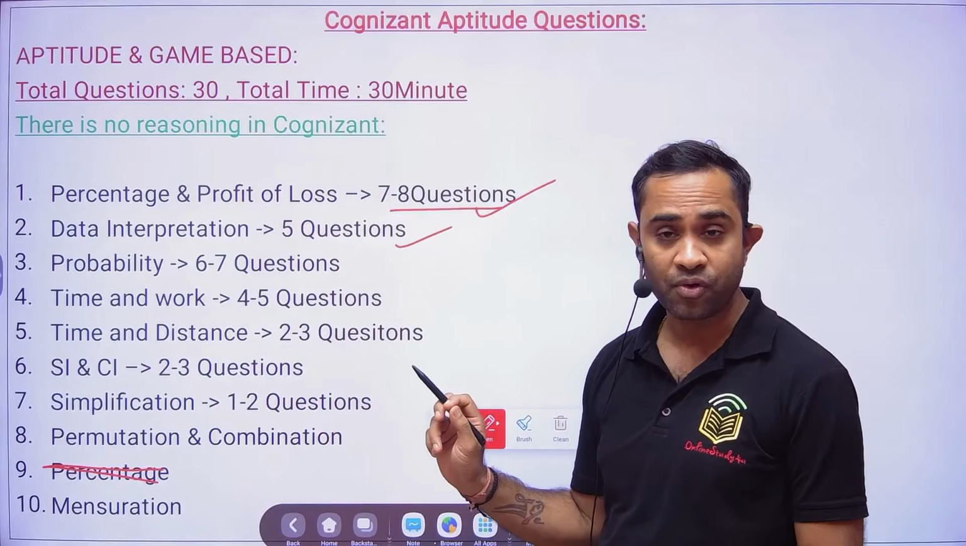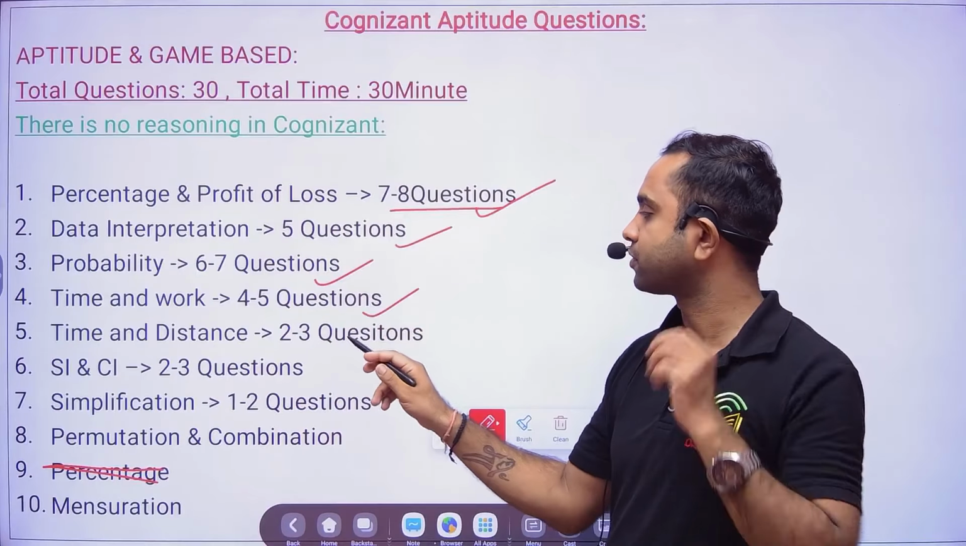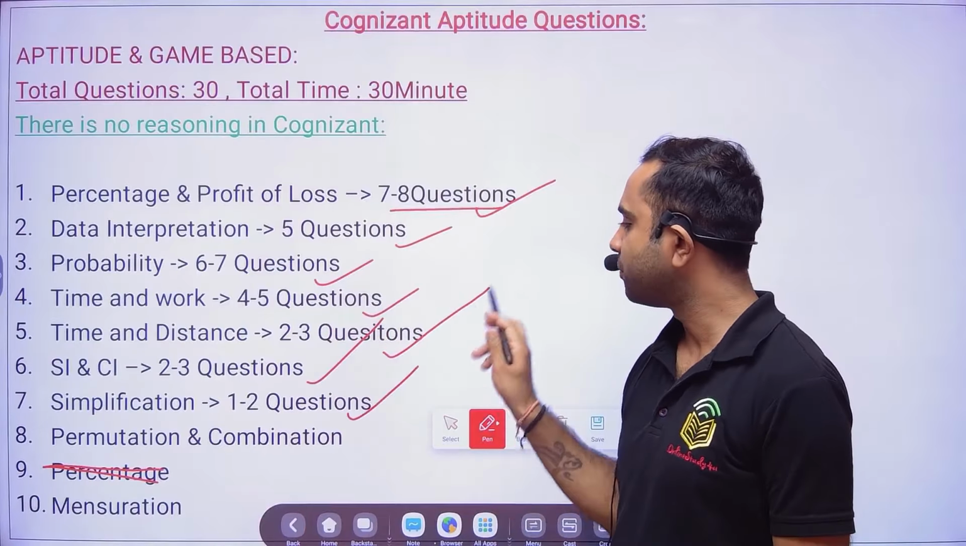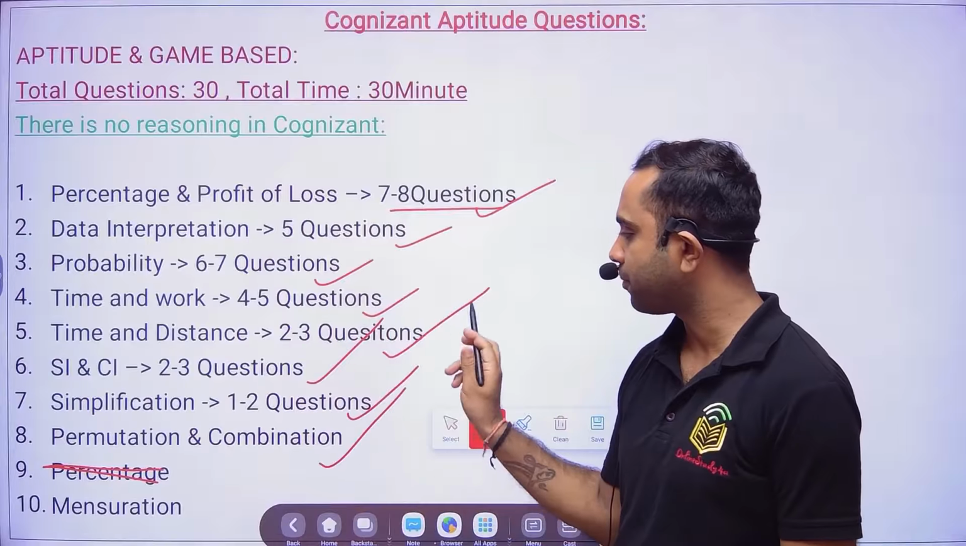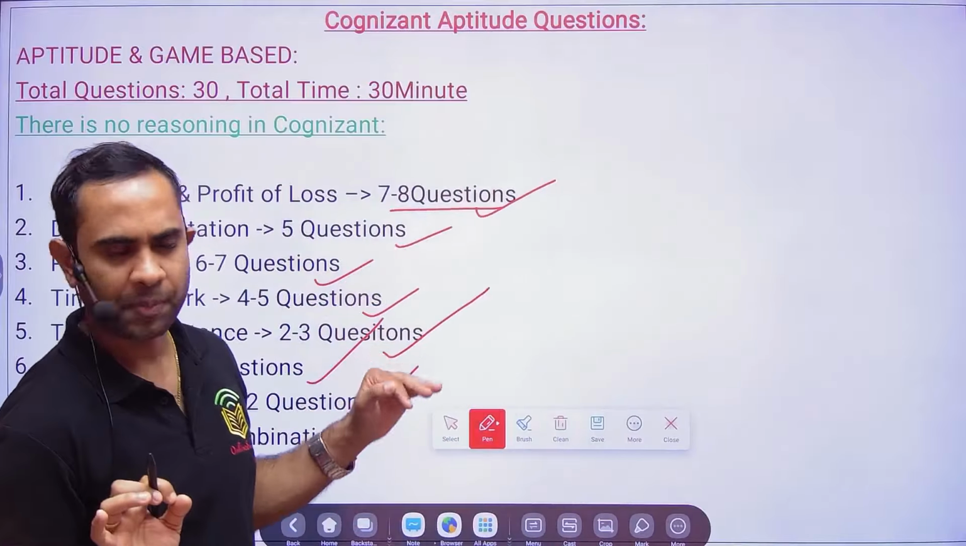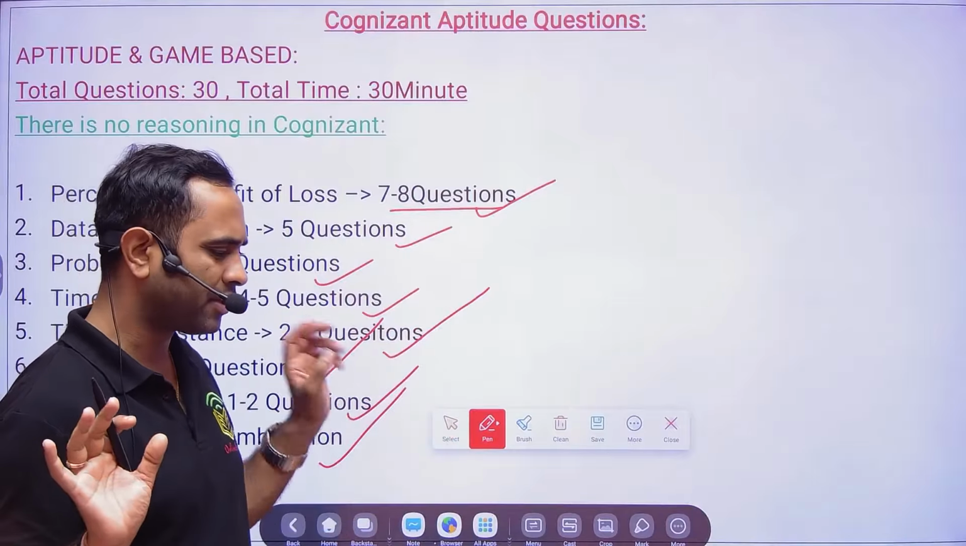Data interpretation, 4 to 5 questions. Probability, 6 to 7 questions. Time and work, 4 to 5 questions. Time and distance, 2 to 3 questions. SI and CI, 2 to 3 questions. Simplification, 1 to 2 questions. Permutation combination, mensuration. Friends, these are the very important topics. Other topics are not that important, I'm telling you, but these are the important topics.